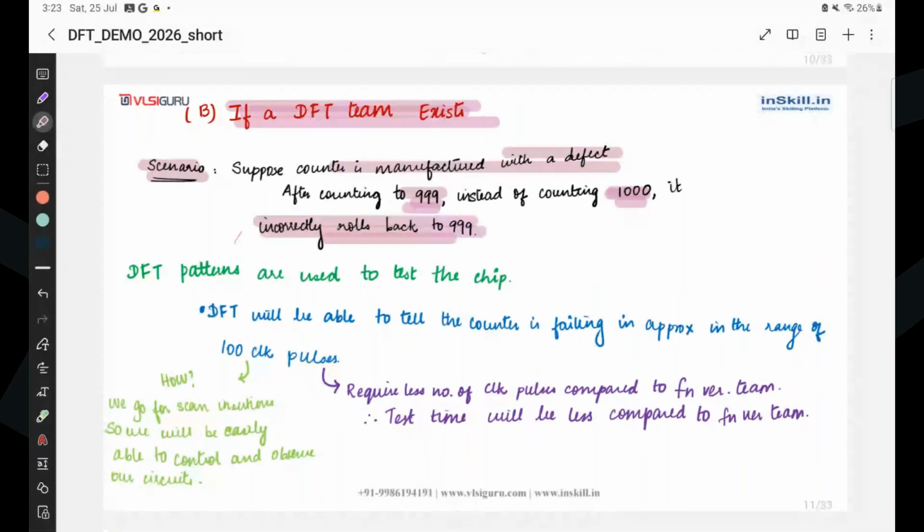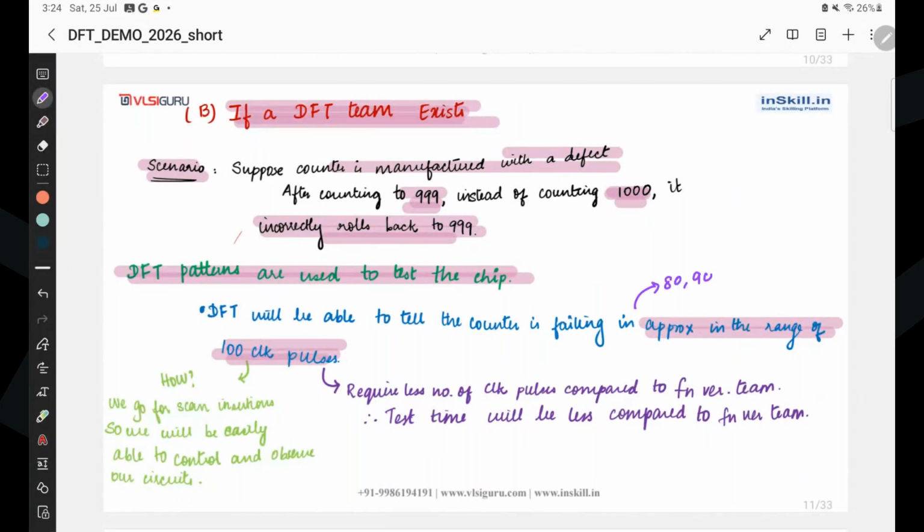So if a DFT team exists, then what will happen? DFT patterns are used to test the chip. Now, the DFT team will be able to tell that the counter is failing approximately in the range of 100 clock pulses. Approximately in the range of 100 clock pulses means somewhere around 80, 90, 100, 120, like that. In approximately that range, DFT engineers will be able to tell that the counter is failing.